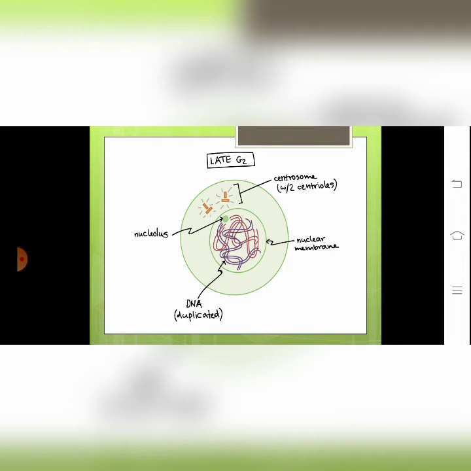So now in late G2 phase, the cell looks like this. It has duplicated DNA, it has a nuclear membrane, and centrioles have already replicated in S phase. Okay, and the nucleolus is present. Clear? These chromosomes are in the form of threads, called chromatin fibers. So now the cell enters into M phase or division phase.